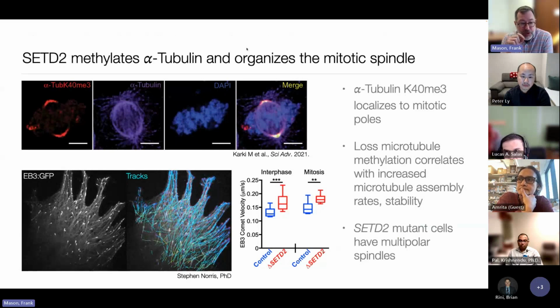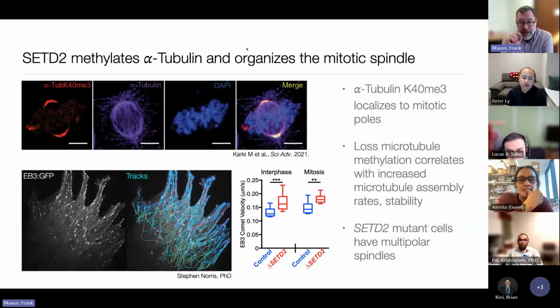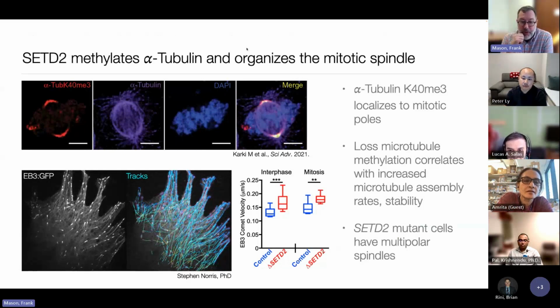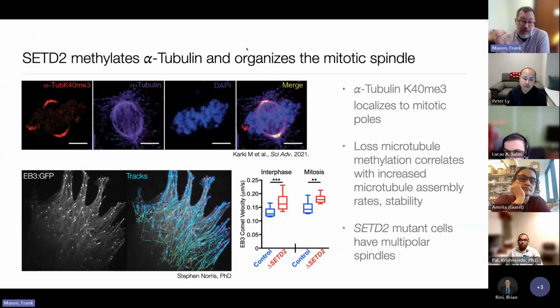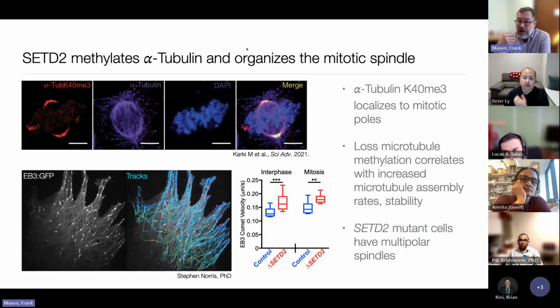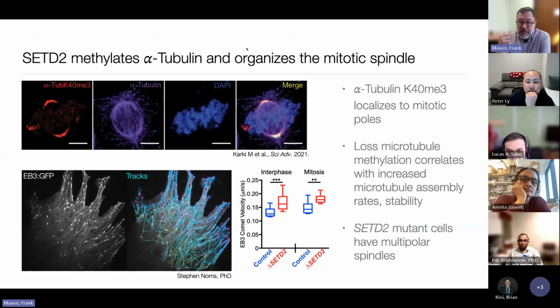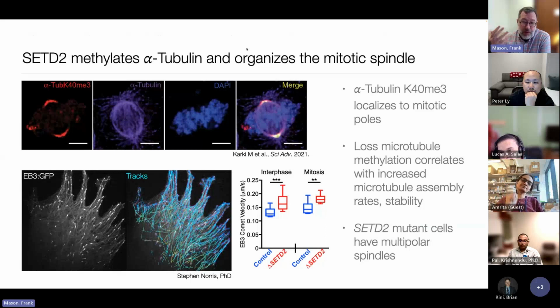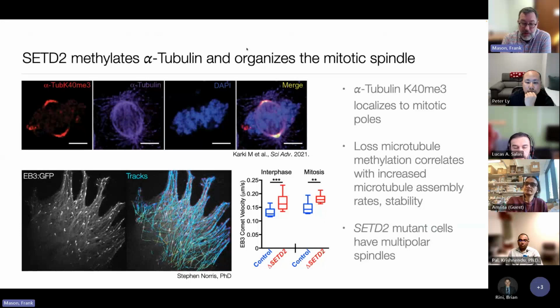And by visualizing and tracking these EB3 comets, we can quantify the growth rates of microtubules both in interphase and mitotic cells. And what we can see is when SETD2 is knocked out, we see an increase in the EB3 comet velocity and the microtubule growth rates both in interphase and mitosis. Increased microtubule assembly rates have been shown by Linda Wordeman's group and others to promote chromosome instability. So we think that at least in part, these increased microtubule growth rates might be contributing to some of the lagging chromosomes that are forming.